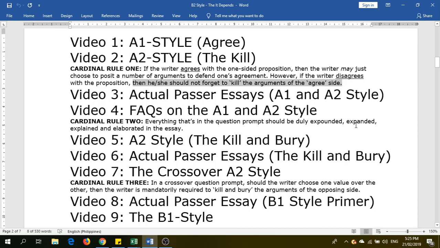The writer may successively argue a number of arguments for the disagree side, at which point the writer is now performing what we call the kill and bury style, which was first introduced in video number 5, and that is the A2 style still, although an added element is the bury argument, wherein the writer adds the disagree arguments.